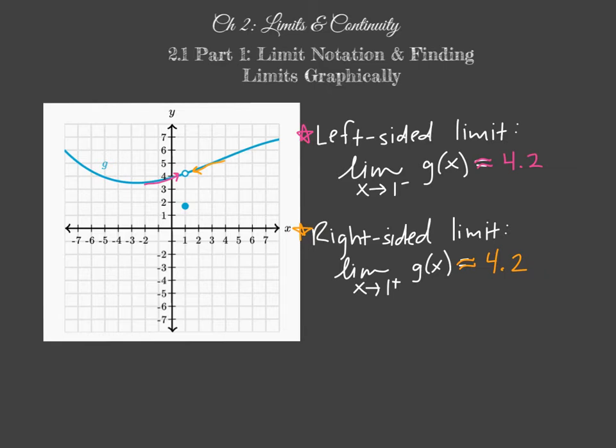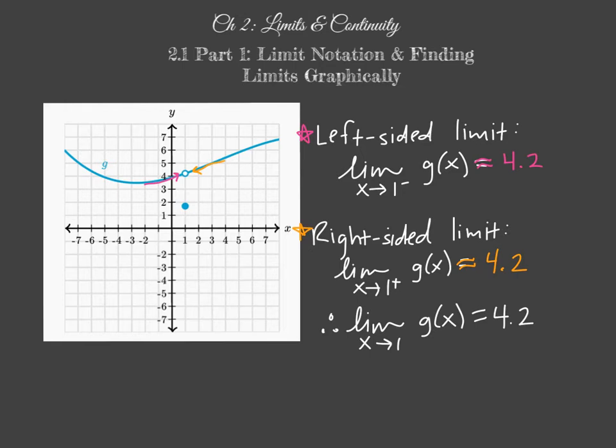Now, are our left and right-sided limits the same? Yes, they both exist and they're the same. They equal a number and they're the same. Therefore, we can come to the conclusion that the overall limit as x approaches 1 of g of x is approximately 4.2. We can come to this conclusion because if the left-sided limit and the right-sided limit both equal a number and they're the same, the overall limit is that number.